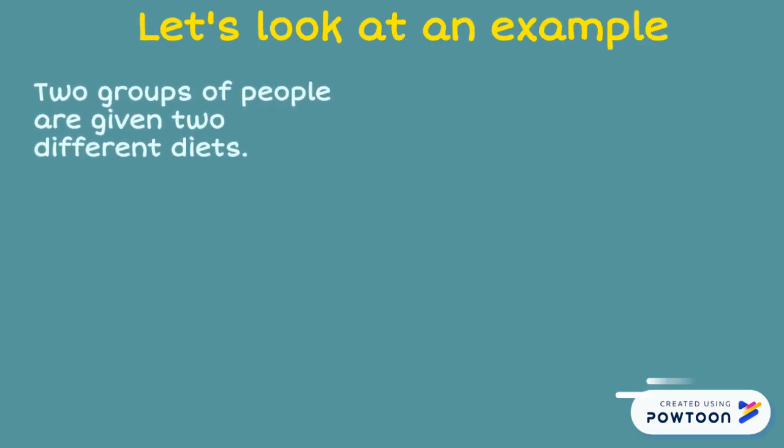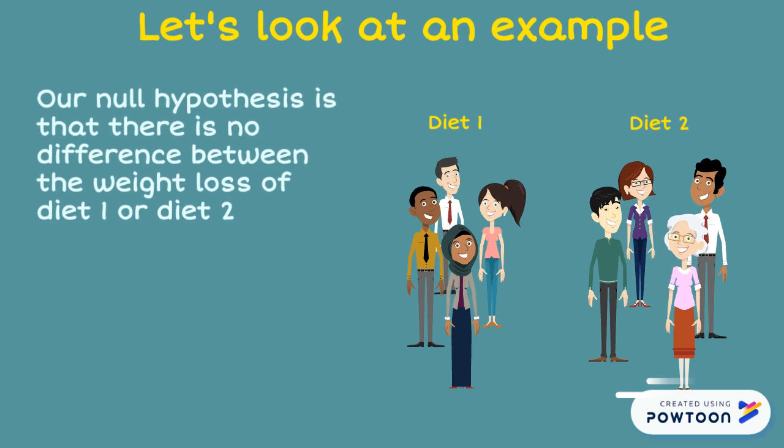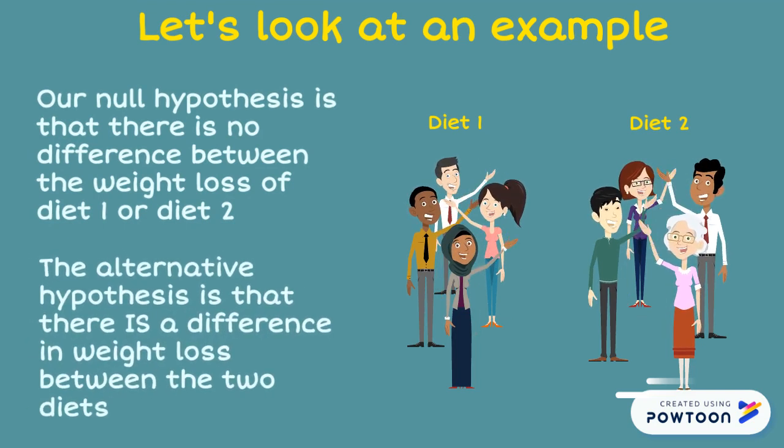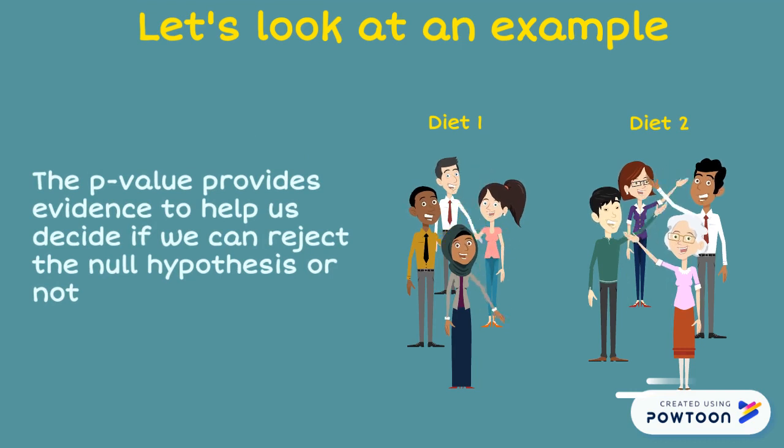Let's look at an example. Two groups of people are given two different diets. Our null hypothesis is that there is no difference between the weight loss of diet 1 or diet 2. The alternative hypothesis is that there is a difference in weight loss between the two diets. The p-value provides evidence to help us decide if we can reject the null hypothesis or not.